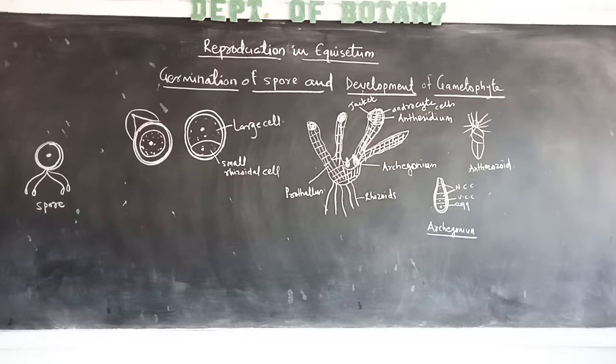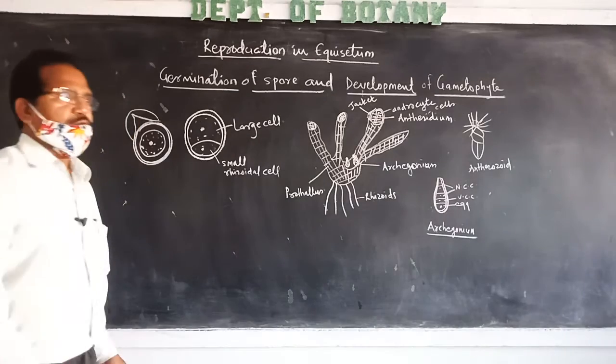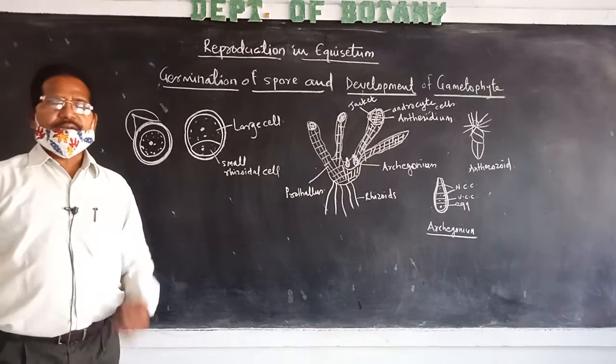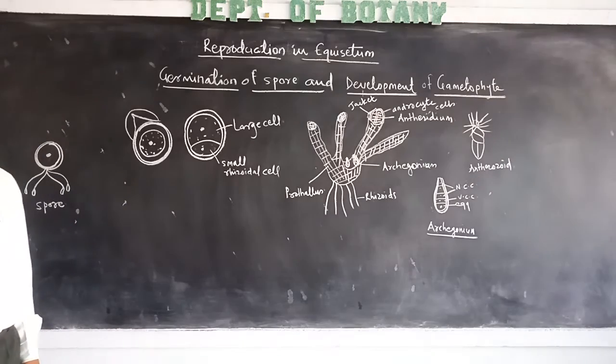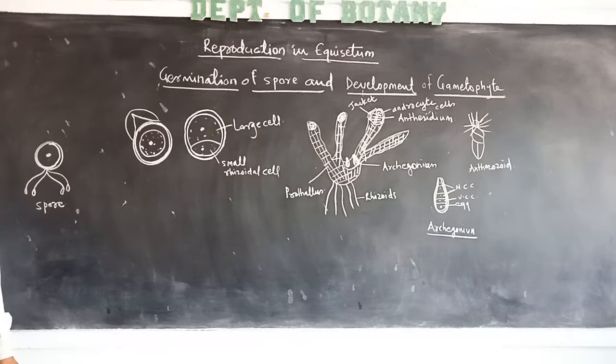Now today we study about the germination of spore and development of gametophyte. Spores which are liberated from the sporangia, which are formed on sporangiophores below the peltate disc. Each spore is four-layered. Outermost layer forms the elaters.